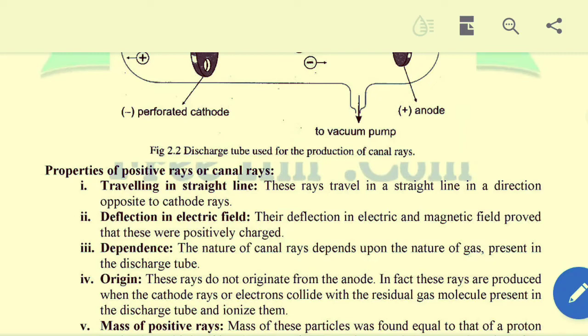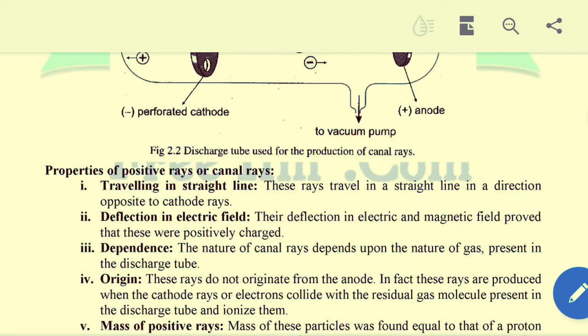Deflection in electric field. The deflection in electric and magnetic fields proved that these rays were positively charged. When they checked these rays in electric and magnetic fields, they were deflected towards the negatively charged plate. So it means they have positive charge. That's why they are attracted towards the negatively charged plate.